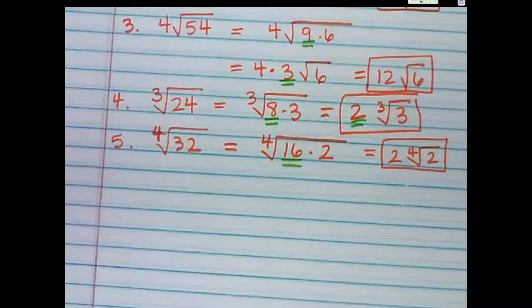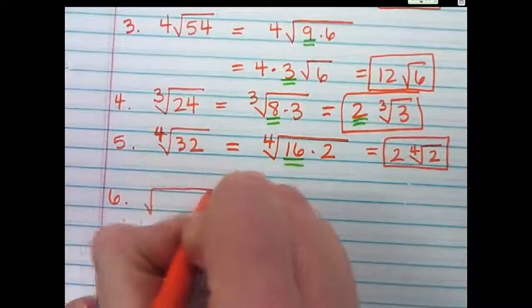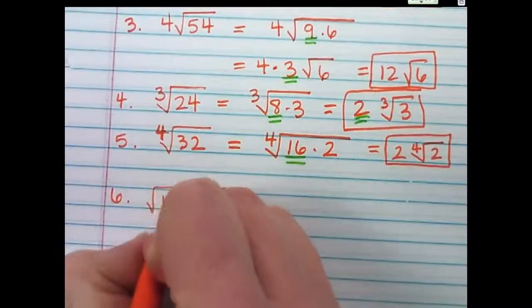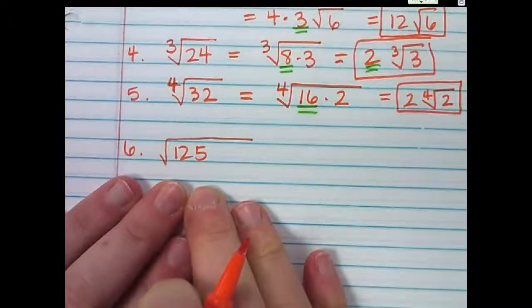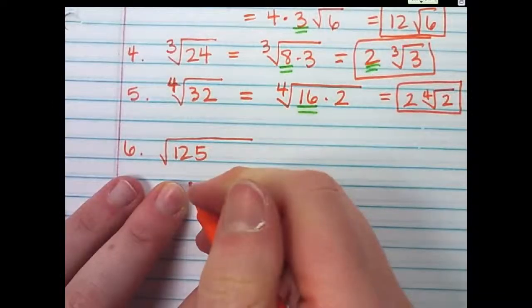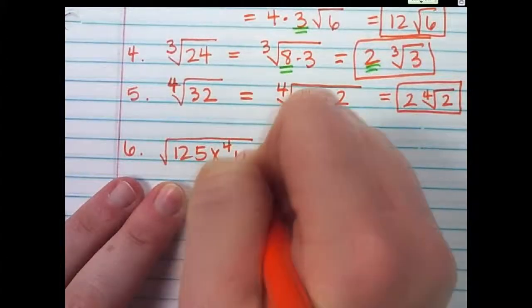So fourth root of 16 is 2, and then the other 2 stays on the inside. So far so good? I'm going to throw some letters in now. Why? You know it never stays easy. Okay, number 6. Is everyone up to number 6 though? Because I don't want to go on. Okay. Number 6, square root of 125 x^4 y^5.